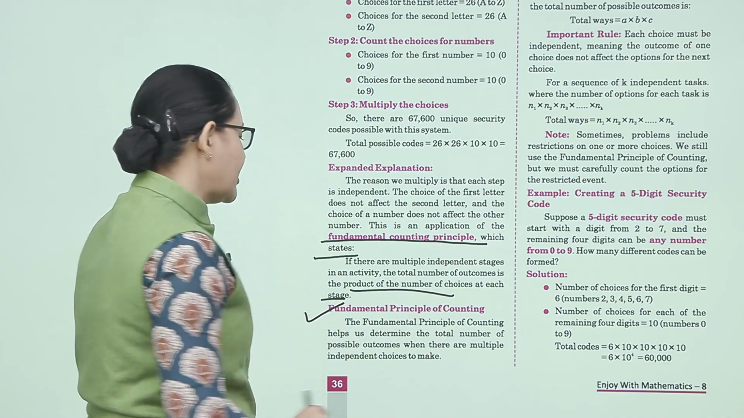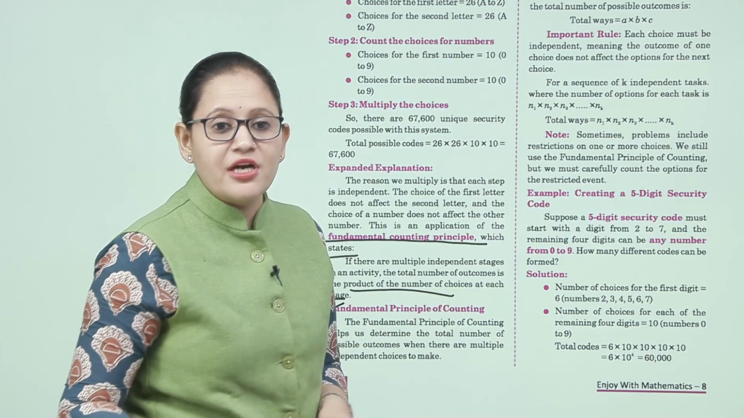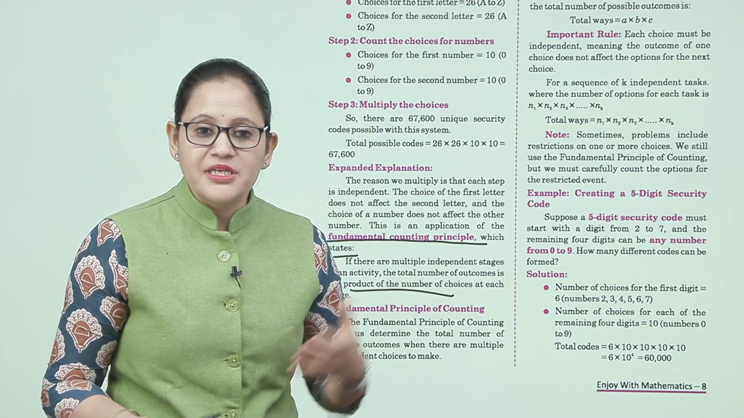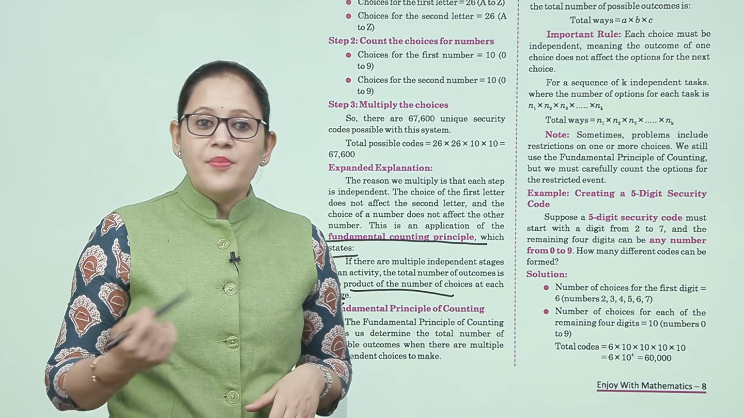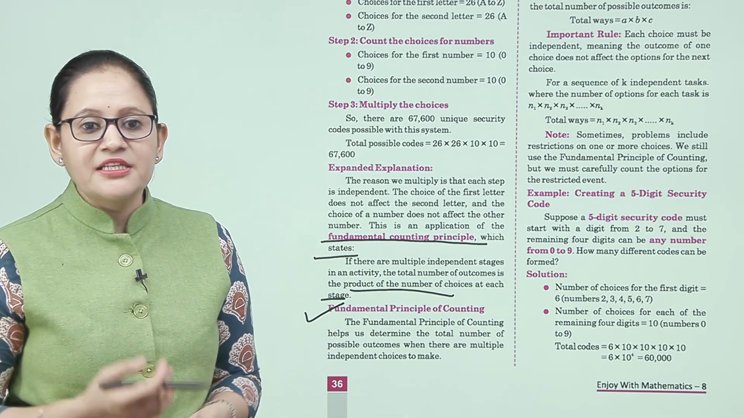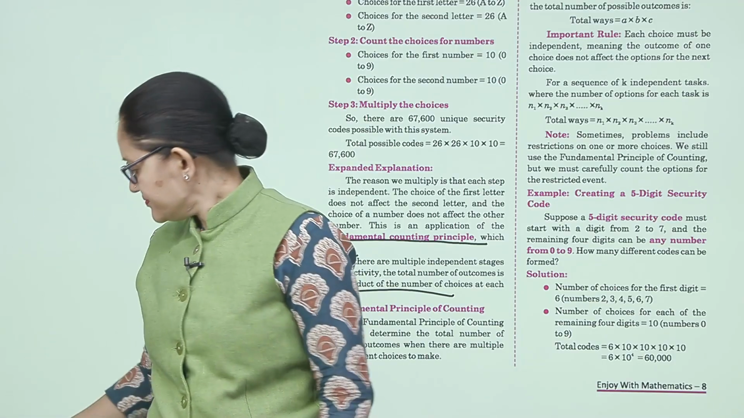Fundamental principle of counting. The fundamental principle of counting helps us to determine the total number of possible outcomes. It helps us to find the total number of possible outcomes when there are multiple independent choices to make.